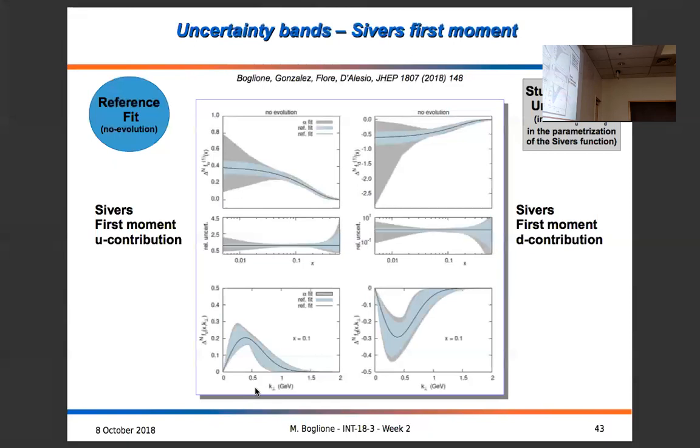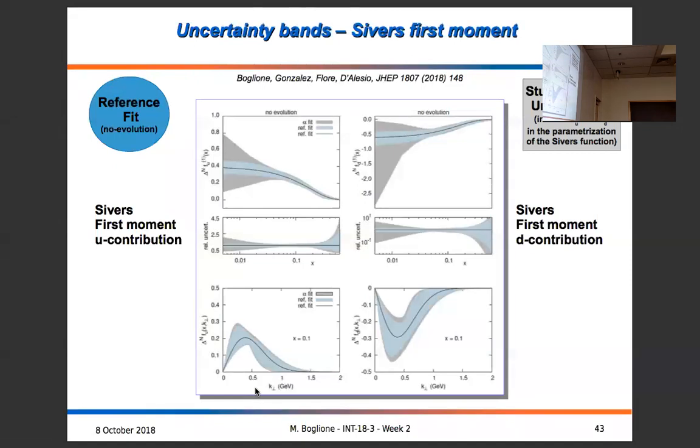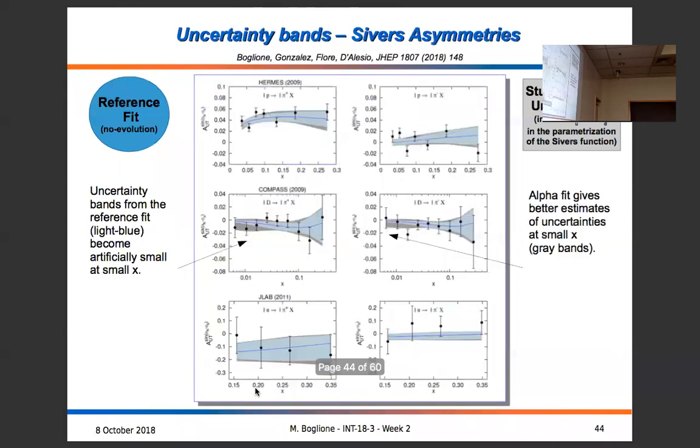The central line doesn't change, but the gray band is the uncertainty when you also allow for the C contribution. And as you see at low X, where there are no data, your band becomes much larger, it's much more reliable. This blue band here at low X, where you have no experimental information, doesn't make any sense. And I want to show you this on the data, because this is perfect.